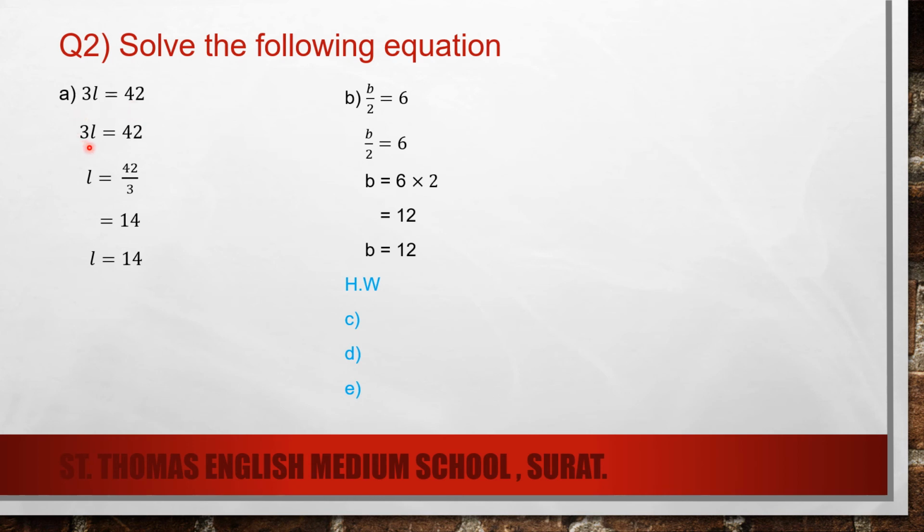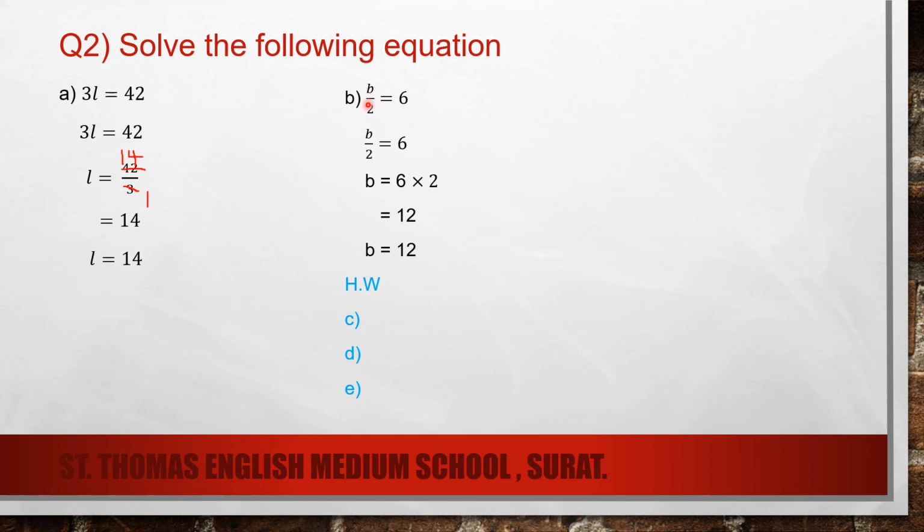So write the question once again. 3L is equal to 42. So L is equal to, you have to solve means you have to find the value of the variable. So here the variable is L. So you have to take 3 here. 42 divided by 3. You can cut here. 3 ones are 3 and 14 threes are 42. On cutting, you have to do it yourself and check whether the answer is correct or not. So L is equal to 14.